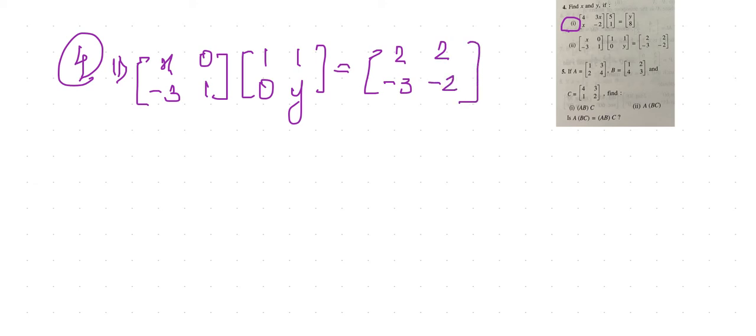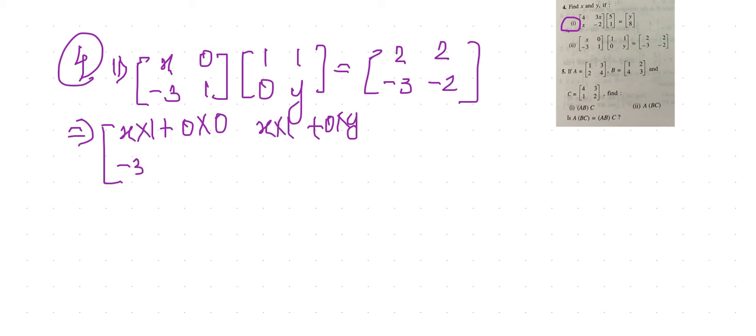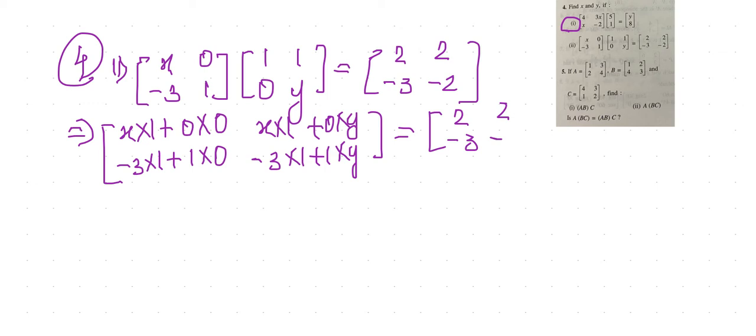Okay, so what can you be writing now? You'll have to just perform the multiplication. So what you will be writing down, this implies, x into 1 plus 0 into 0, and here you will be writing x into 1 plus 0 into y, and here you are getting minus 3 into 1 plus 1 into 0, and here you will be getting minus 3 into 1 plus 1 into y, and this is equal to 2, minus 3, 2 and minus 2. So how much are you getting, children?